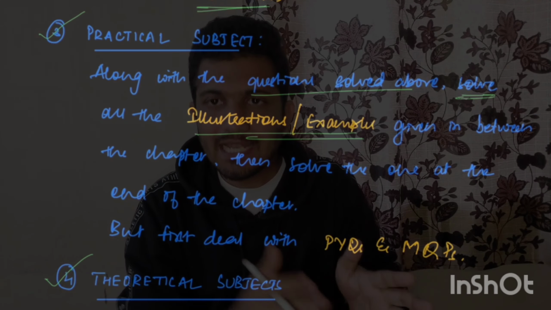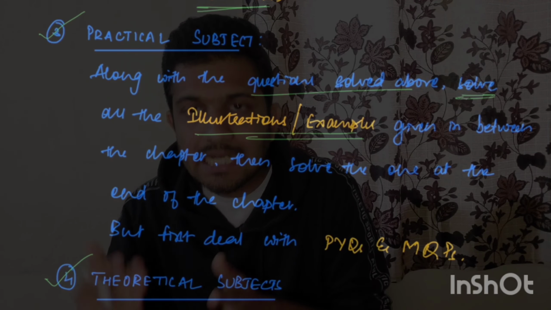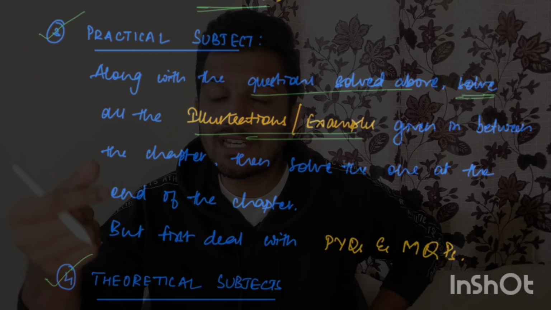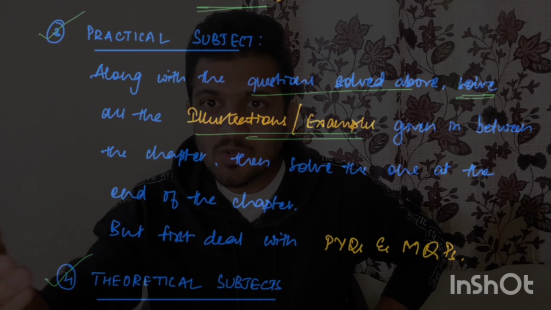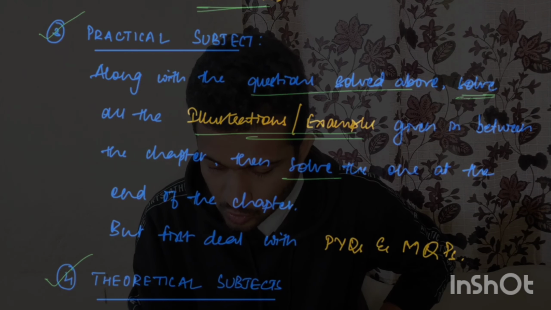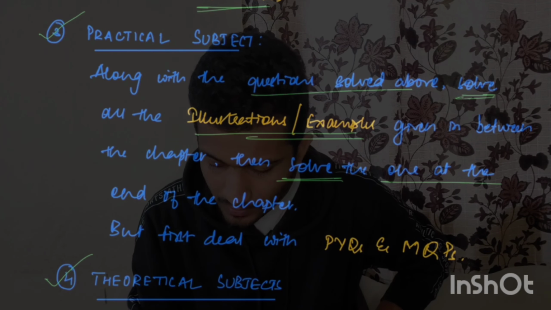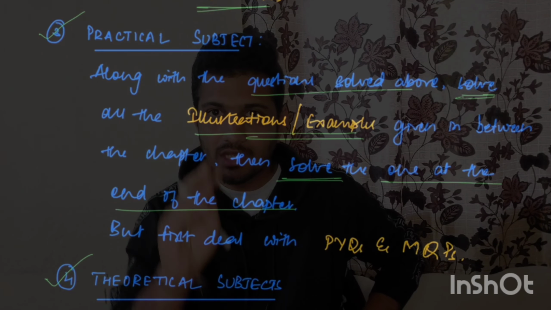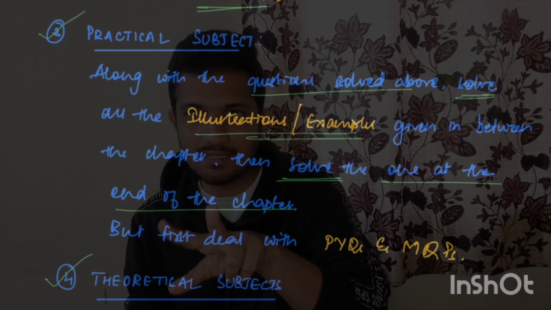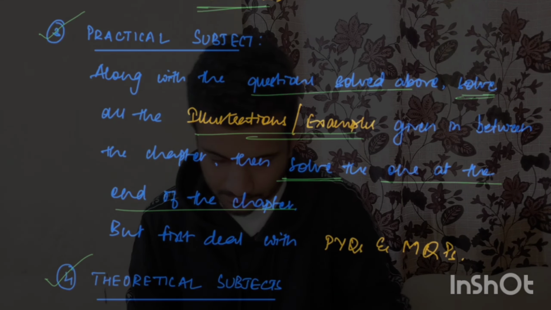Once you are done with that, the chapter comes to an end. After ending the chapter, there are a few exercise questions. You have to complete them also, right? So solve the ones at the end of the chapter. Each and every chapter has two components: one is at the end of the chapter, and one is the illustrations. You have to solve both.